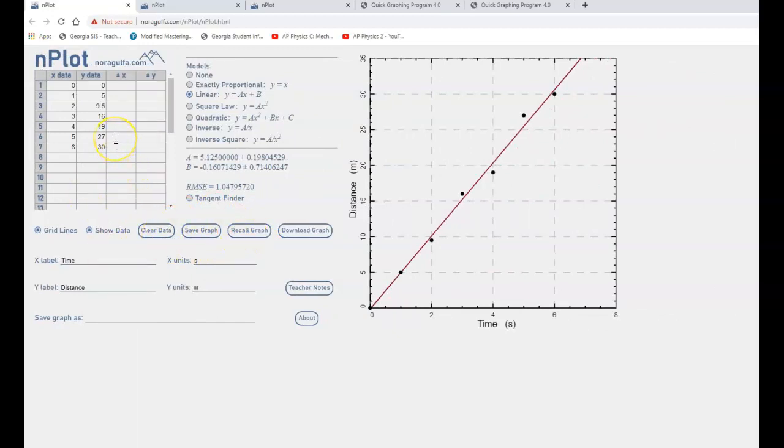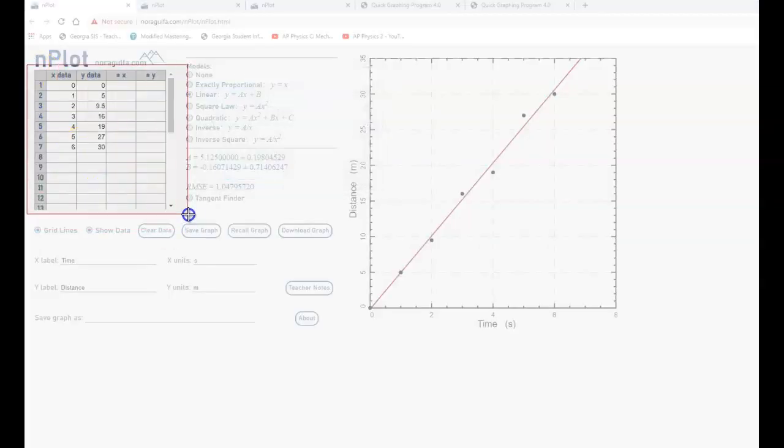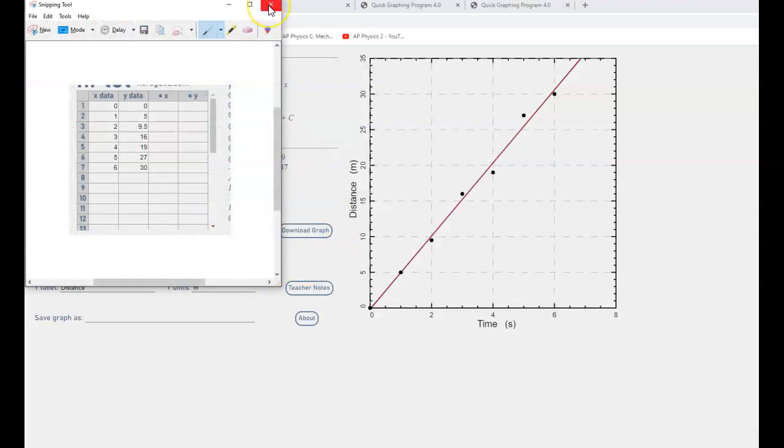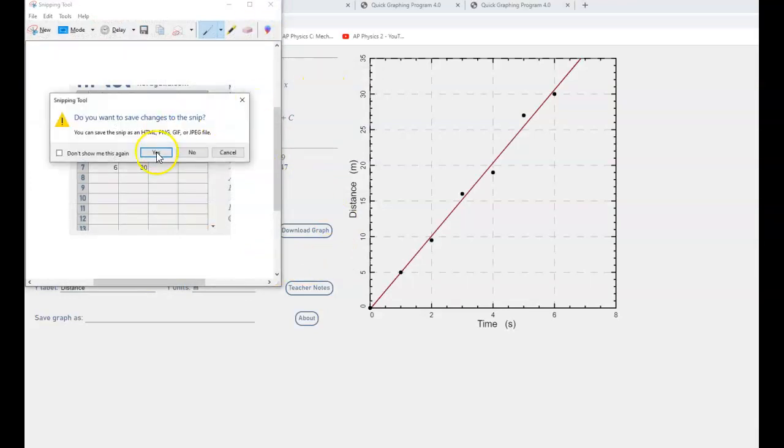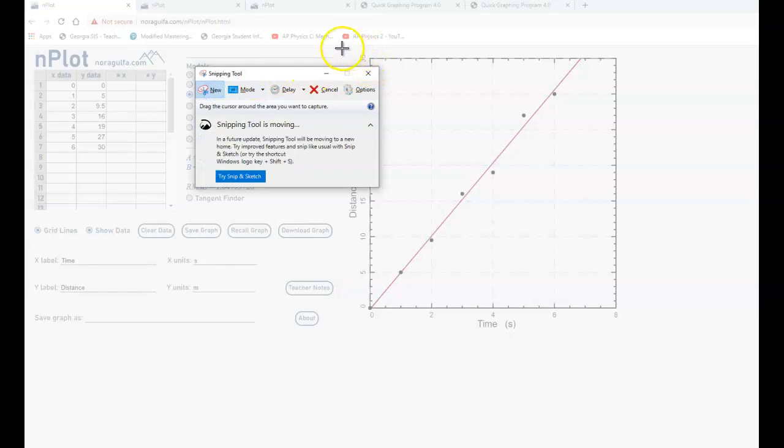So you could graph this, and if you're turning in a lab, you might do a screenshot, or if you have a snipping tool, you might do a snip of the data table and put that in your lab, and then do a snip of the graph itself and put that in your lab.